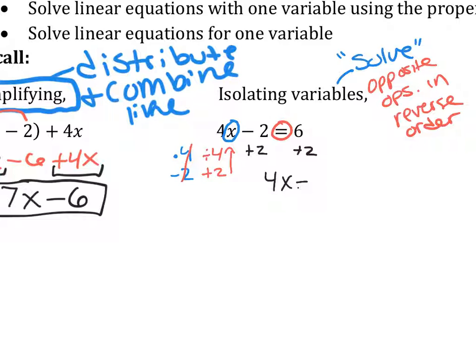You'd have 4x equals 8, because 6 and 2 are like terms. You can combine those. And then you would divide both sides by 4, to leave you with x equals 2, as Dorian said. And again, 8 and the 4 are like terms. That's why you can divide them.